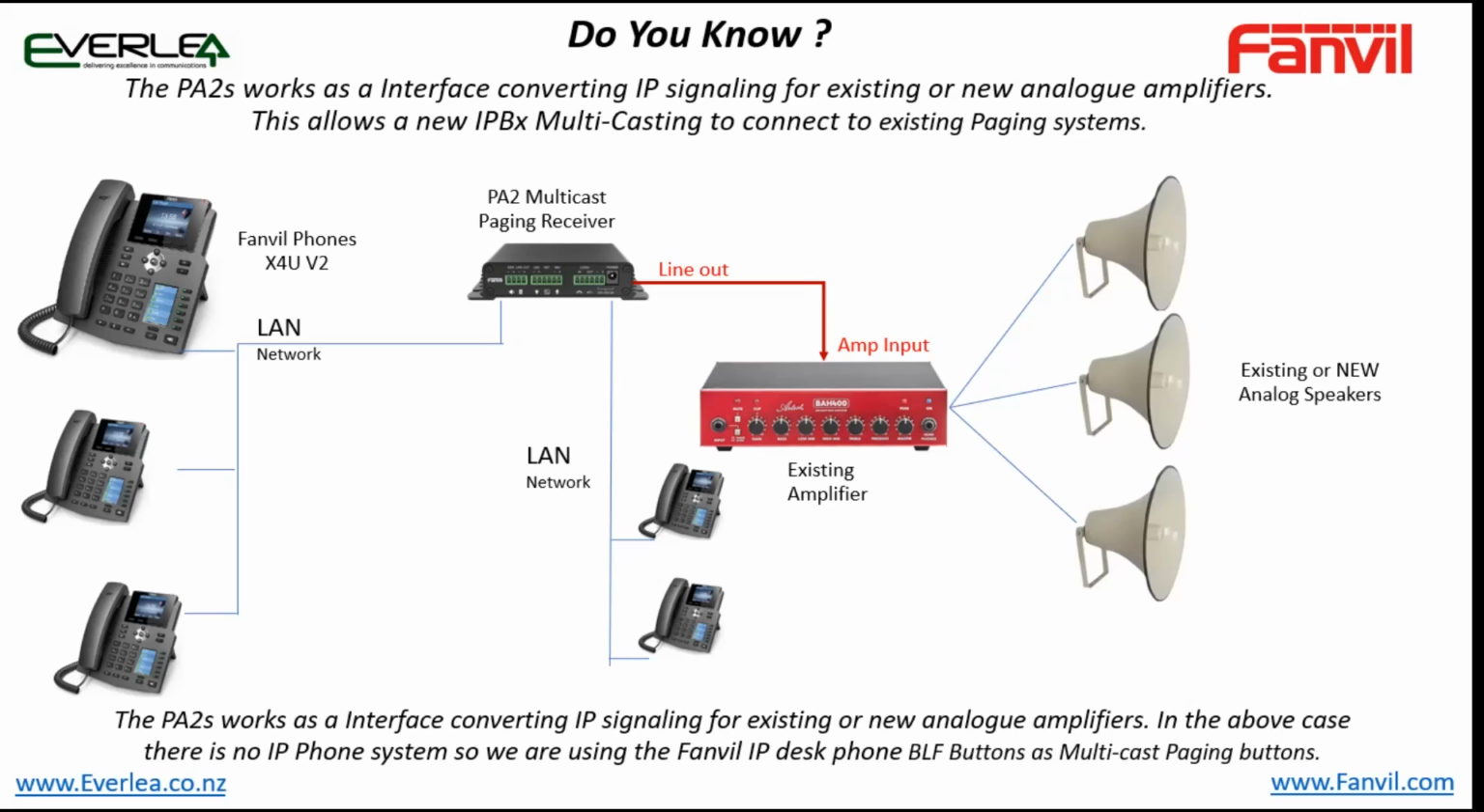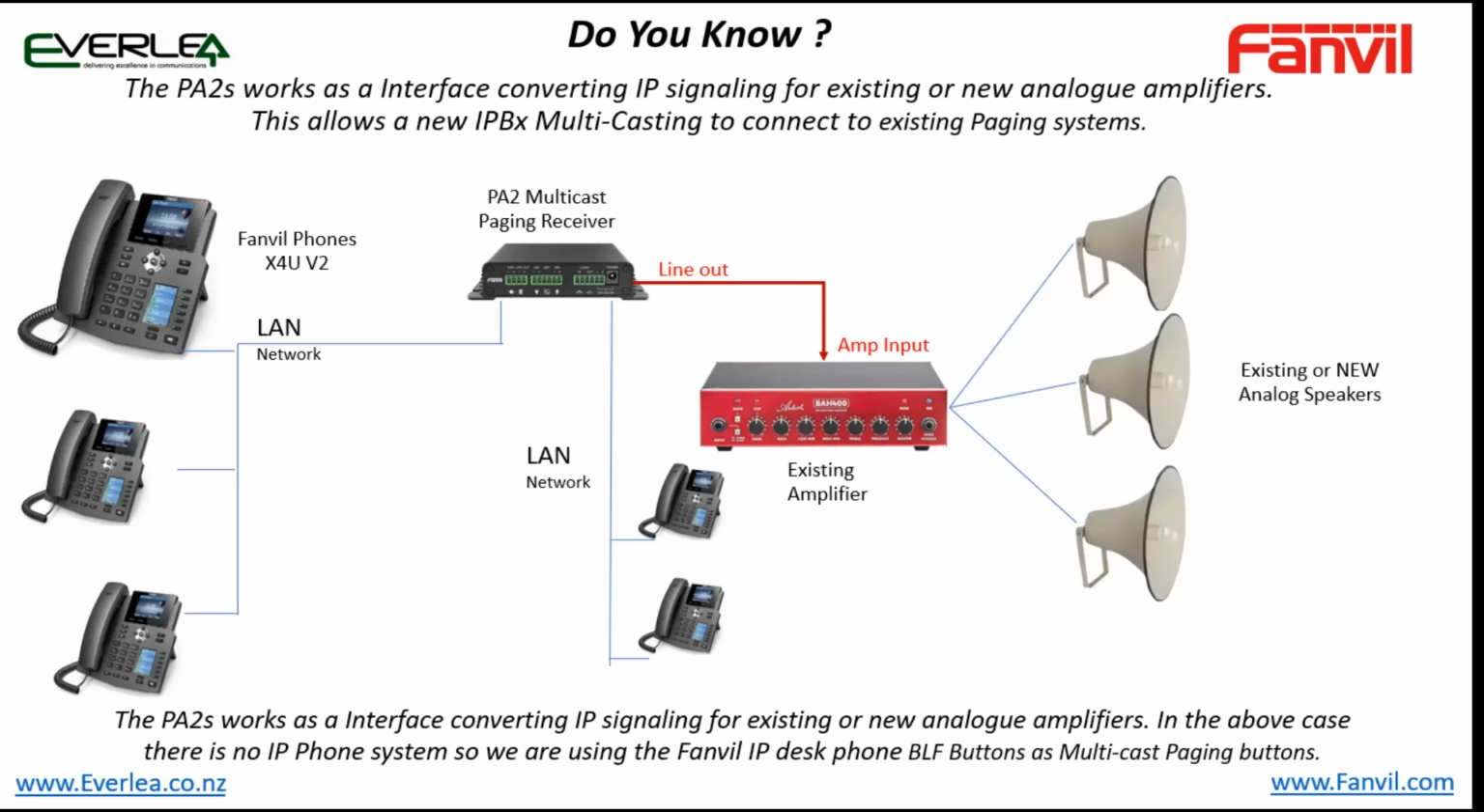The existing paging system has an analog amplifier and existing analog speakers. Again, in this case the Fanvil PA2 will act as an interface between the multicast paging and the existing paging amplifier. But instead of using the IP phone system as the controller of the paging, we would use the IP desk phone's BLF buttons to send a multicast across the network. The PA2 will convert the multicast signaling to audio input for the existing analog amplifier.